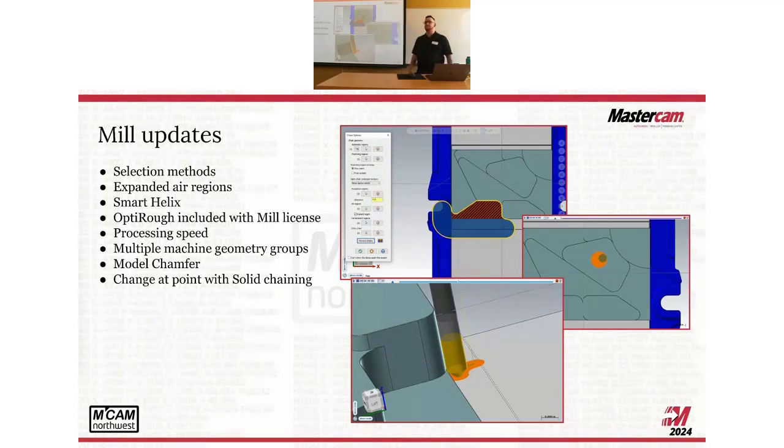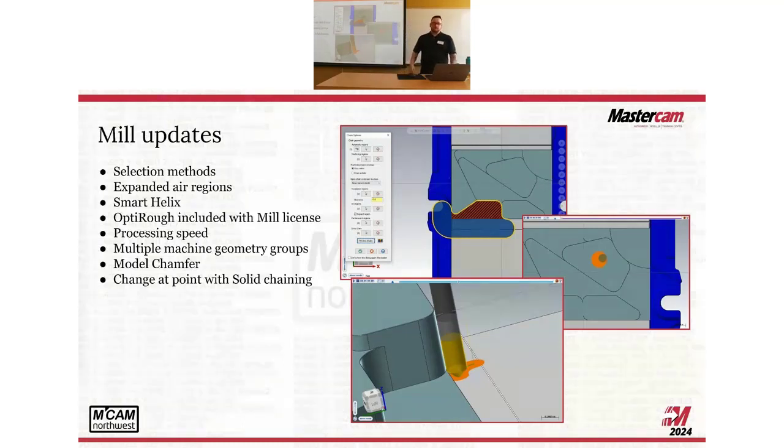Multiple machine geometry groups allow you to leave stock differently in different areas of your part, which can be really useful in some cases. The new model chamfer toolpath is fantastic, a way better way to do this, and I'll show you why in this kind of situation. And also change at point with solid chaining. Change at point isn't new, but the ability to use that with solid chaining is newer. It's 2020, probably 2020 or so.